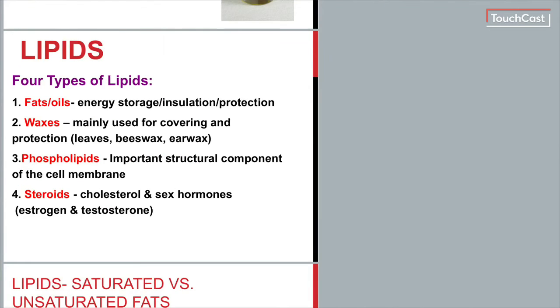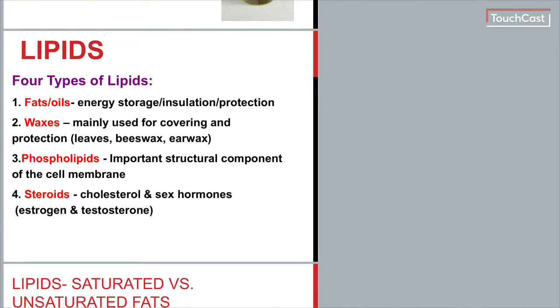There are 4 different types of lipids you need to know for this class. The first are fats and oils, and this is energy storage, insulation, and protection. So these are the fats and oils that we can eat. We then have waxes that are usually meant to cover or protect, so we put wax on our lips when they get chapped, or we have wax in our ears to protect our eardrum.